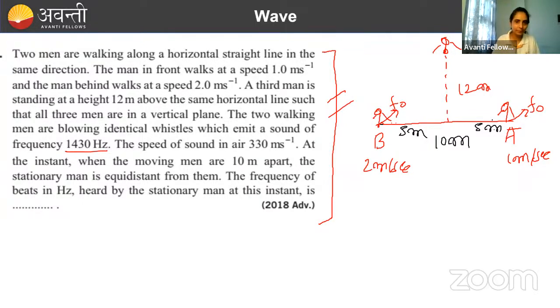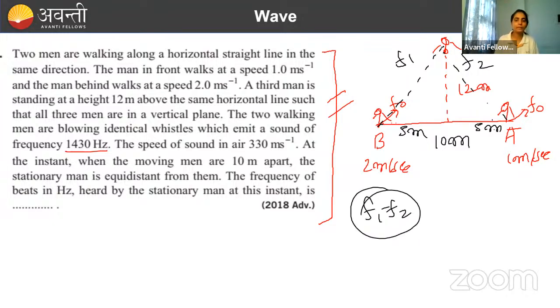So this stationary man will hear a frequency from the first person, B, suppose F1. And it will also hear a sound from the second, that is F2. Now you have to find F1 and F2. Beat is F1 minus F2. You have to calculate that. Okay, either you will do it as homework or we will do it tomorrow in the class. You can do either, but if you are highly interested, definitely you will go and do this question.